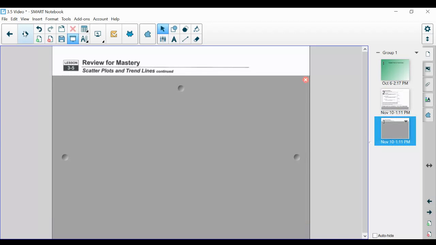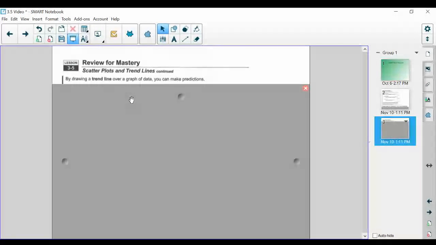All right, if you're listening to my voice, that means that you have finished numbers 1 through 4 on the note sheet and you're ready to move on. So now what we're going to be talking about is a trend line. By drawing this trend line, we're able to make predictions.